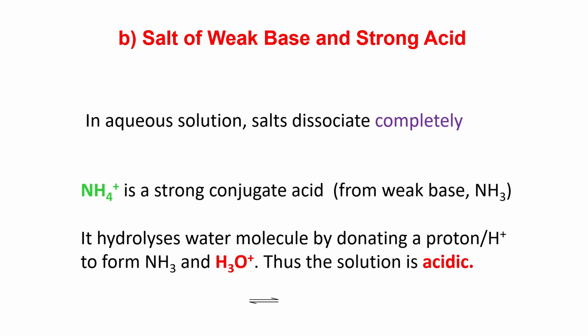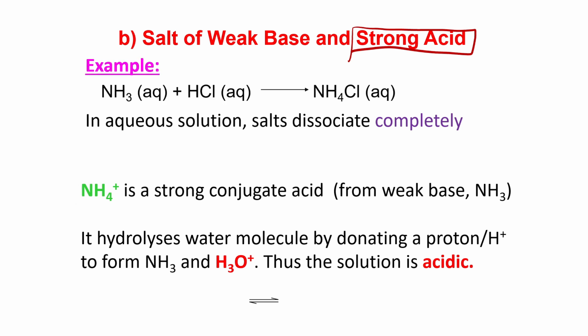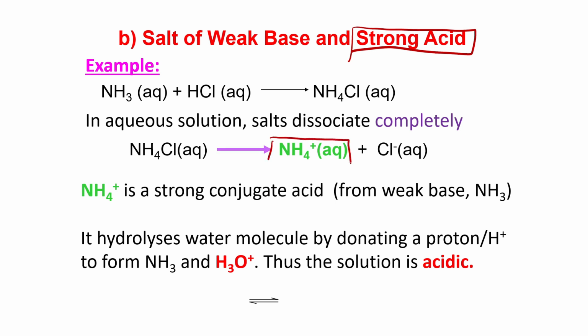So kalau salt of weak base dan juga strong acid, jadi siapakah yang dominan di sini? Strong acid. Okay, kuat, acid yang kuat. Jadi in aqueous solution, salt dissociate completely. Salt dia akan dissociate completely, dia akan mengurai kepada NH4 plus dan juga Cl minus. NH4 plus ini dia datang daripada weak base. And then Cl minus datang daripada strong acid. Jadi siapa lebih dominan? Strong acid.